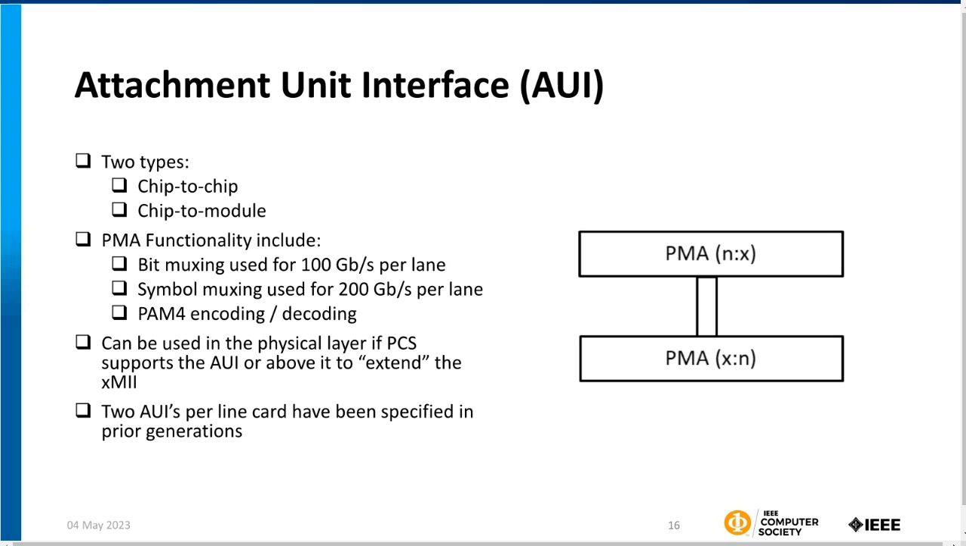In addition, we allow 2 AUIs per line card, or have been specified in the past. And the reason why we do this is because technology does not happen at the same pace everywhere. You have your ASIC chips, you have your modules. Normally, your higher speed is introduced on the modules first, and then filters back to the ASICs. So you need to provide an interface to allow them to go from perhaps 8 lanes of 100 to 4 lanes of 200. Okay, so we have this in our toolbox.